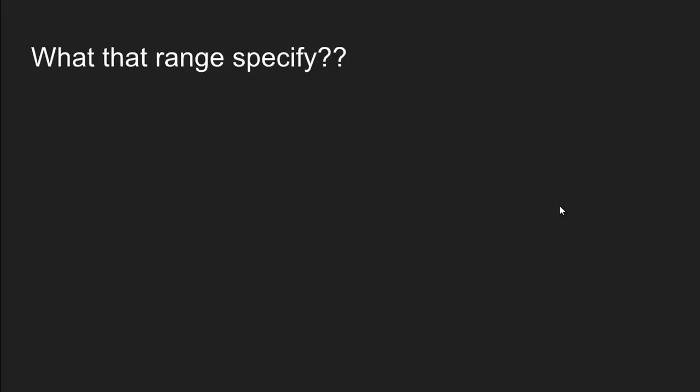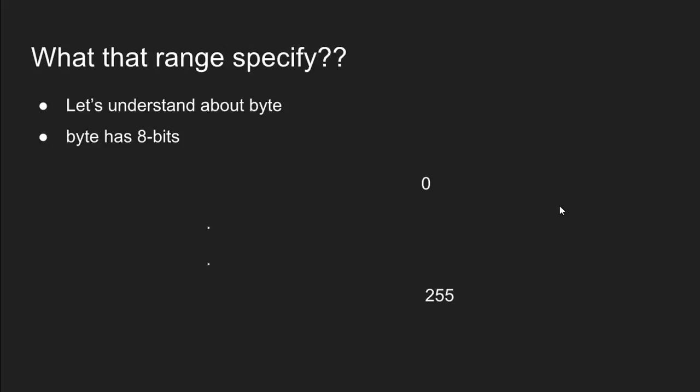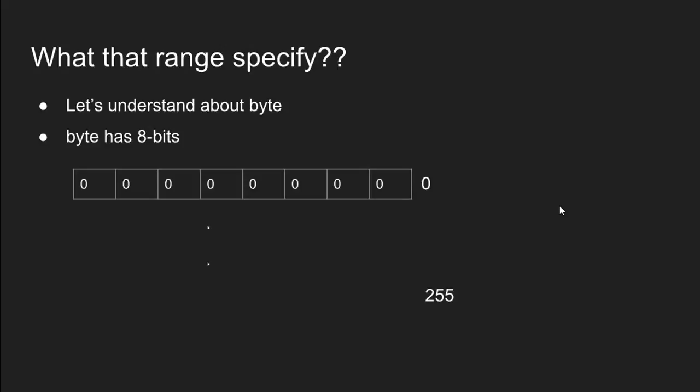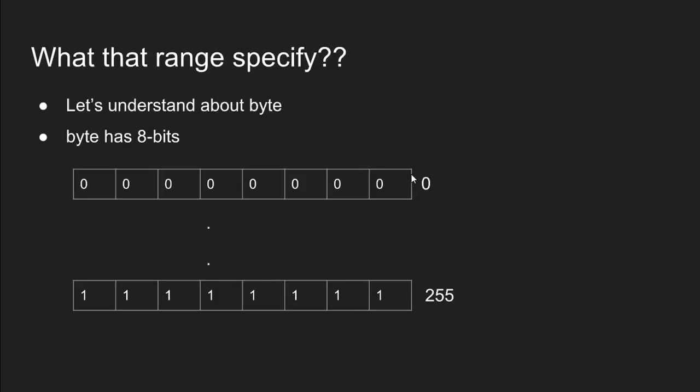Now, the formation of that range. Let's understand about byte. Byte has 8 bits, so if you are familiar with binary numbers, then you know it can represent 0 to 255. If you aren't familiar with it, then the rightmost bit represents 2 raised to 0 and its immediate left represents 2 raised to 1. In that fashion, the leftmost bit has 2 raised to 7. Add all the values of bits which contain 1 in their position and you will get its equivalent decimal number.